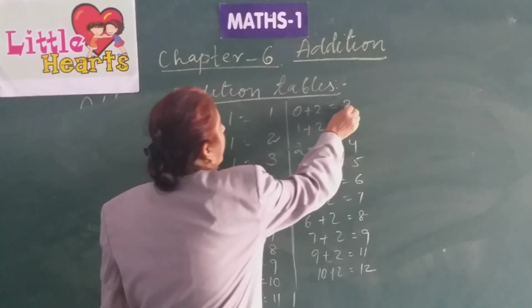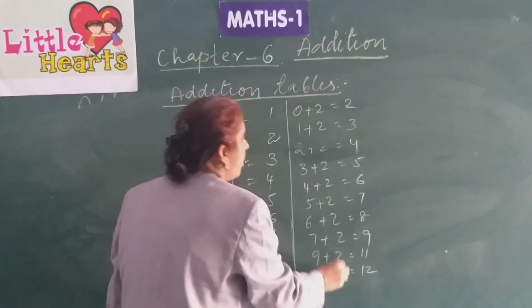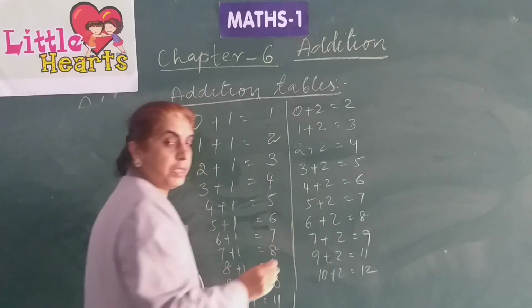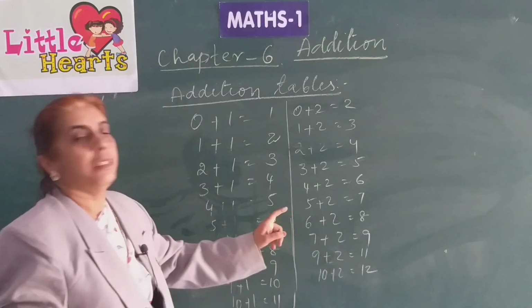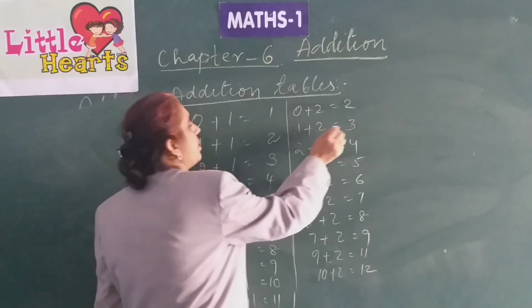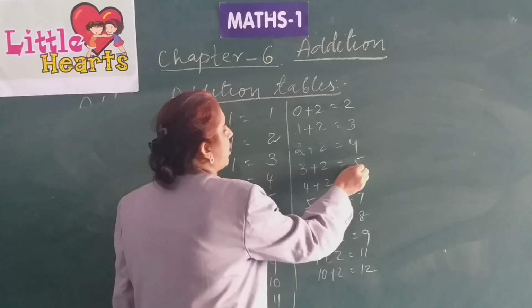0 plus 2 is equal to 2. 1 plus 2 is equal to 3. For 2, you have to add 1 to 10 numbers. Take the number 2 and add 1 to 10 numbers one by one. 1 plus 2 is equal to 3. 2 plus 2 is equal to 4. 3 plus 2 is equal to 5.